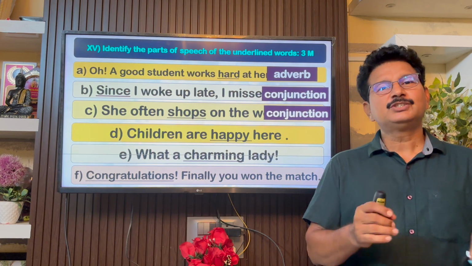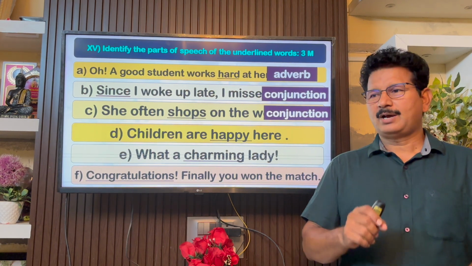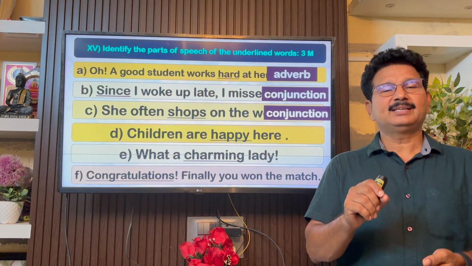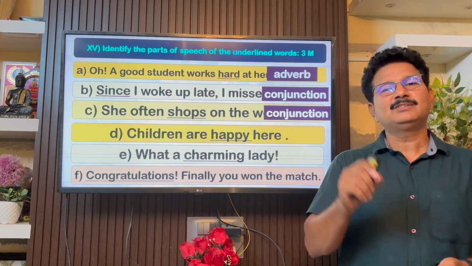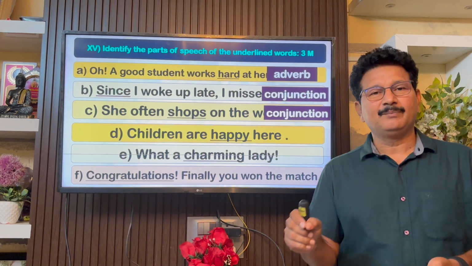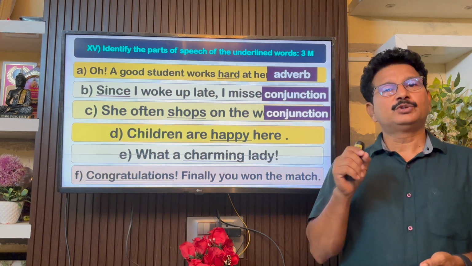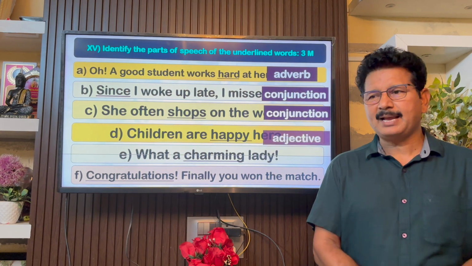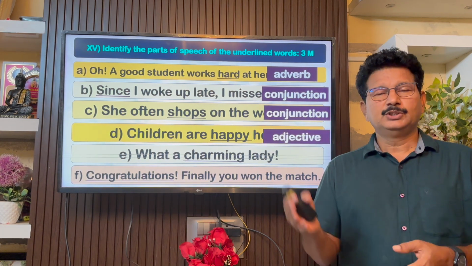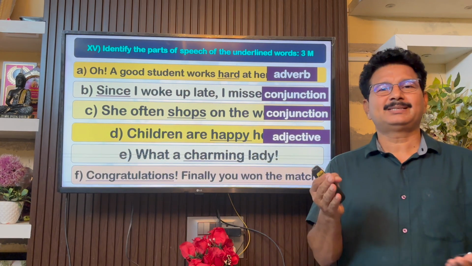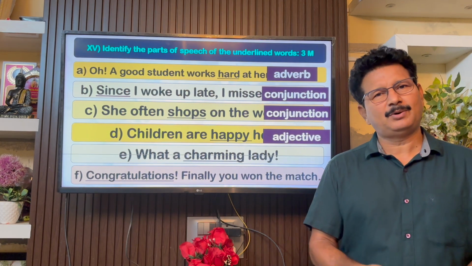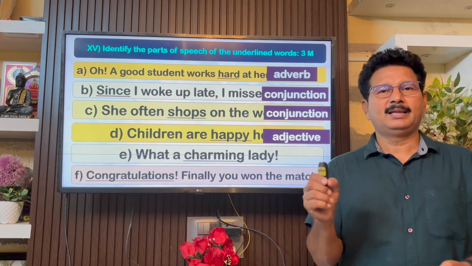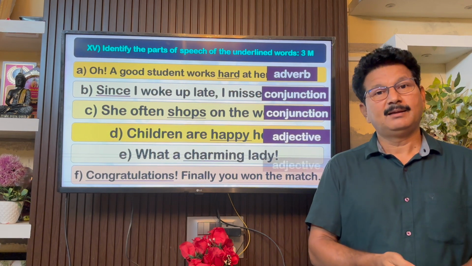The fourth one is, "Children are happy here." The underlined word is happy. In most of the cases, if the subject has a complement with is or are, like "the boy is busy", here busy is an adjective. So the child is happy. Here happy is an adjective. At the same time, "What a charming lady." Before a noun, when it talks about the noun, it's always an adjective. So in "what a charming lady", charming is not a verb. Don't get confused because there is ing. Here it is an adjective.